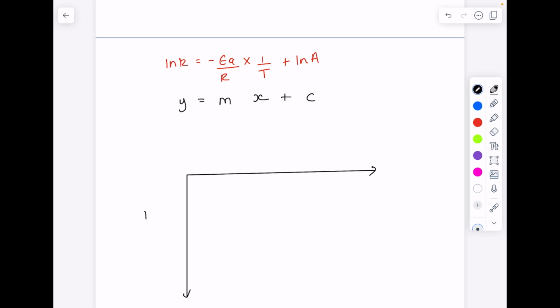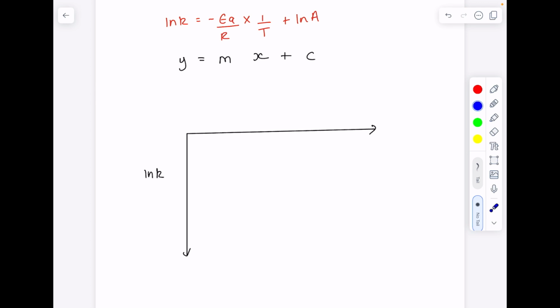So our natural log of the rate constant goes on the y-axis. We can see here that our x is 1 over T, so that forms our x-axis. I'm just going to add the units here, which is obviously temperature in Kelvin. It's 1 over temperature, so that's why it's K to the minus 1. The y-intercept, which remember is given by c, is the natural log of our pre-exponential factor.